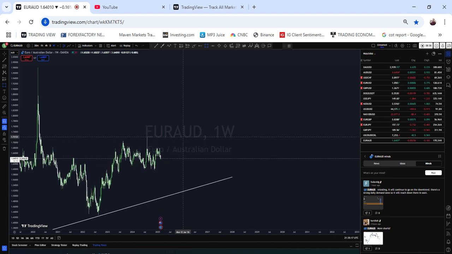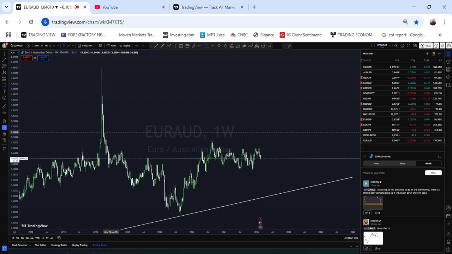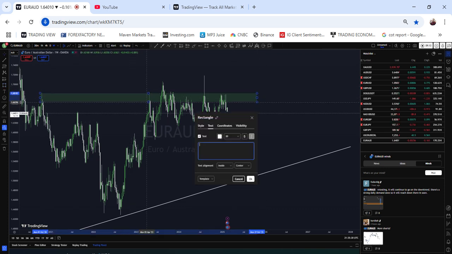But there's something else, something fishy over here now. There's something we call a key level. It's called a key level.